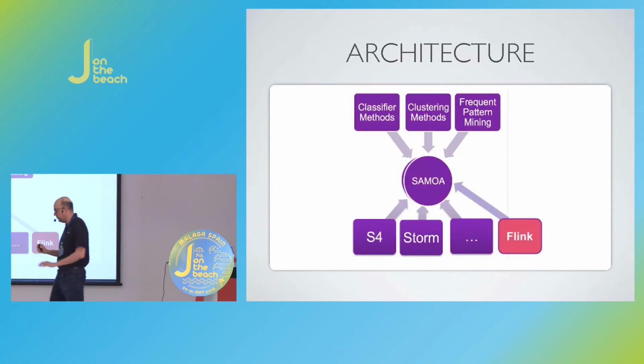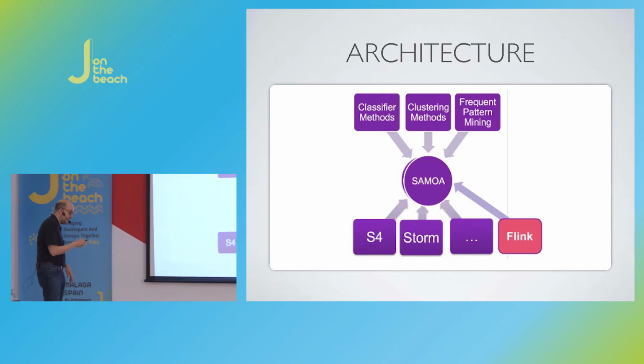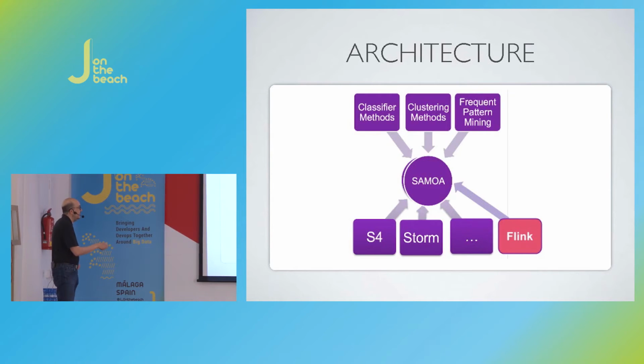The idea of Samoa was to be very flexible in having extensions, so we can extend it by implementing new machine learning methods, new classifiers, new clustering, and new frequent pattern mining methods. At the same time, the nice thing about Samoa is that it can run on top of all of these stream engines: Storm, Samza, and Flink. And if there is another one, as they all share the same way of doing things, then it's easier to add a new stream engine.